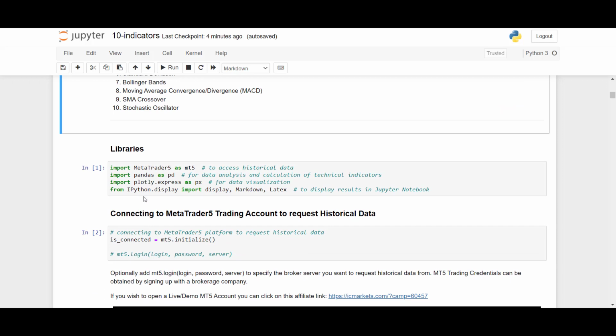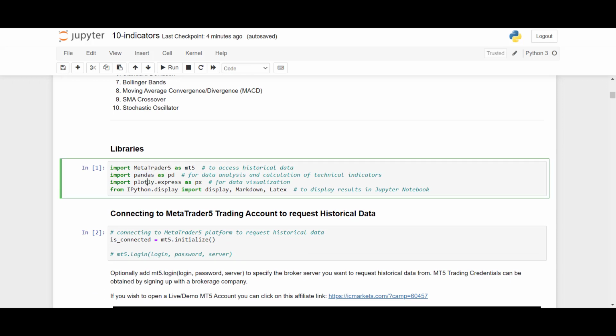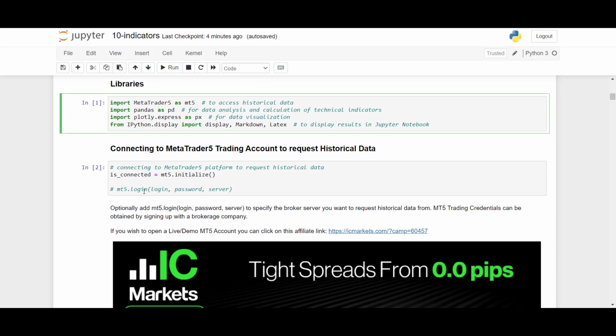So here are the libraries. We will import MetaTrader 5, Pandas, Plotly, and IPython display to display the data. First, to calculate the indicators, we of course need historical data. To get the data, we will use the MetaTrader 5 library, and we connect to MetaTrader 5 using mt5.initialize.